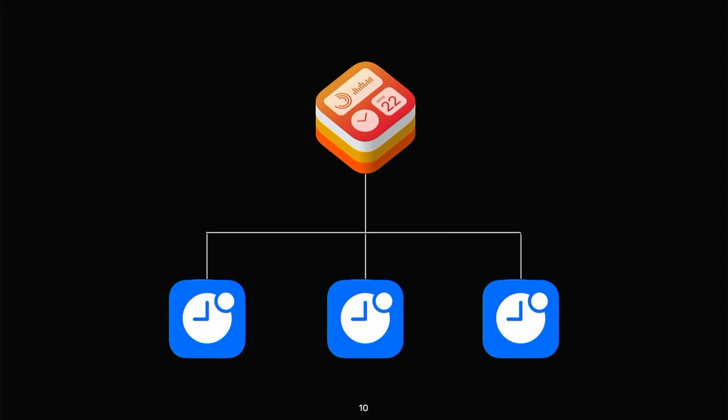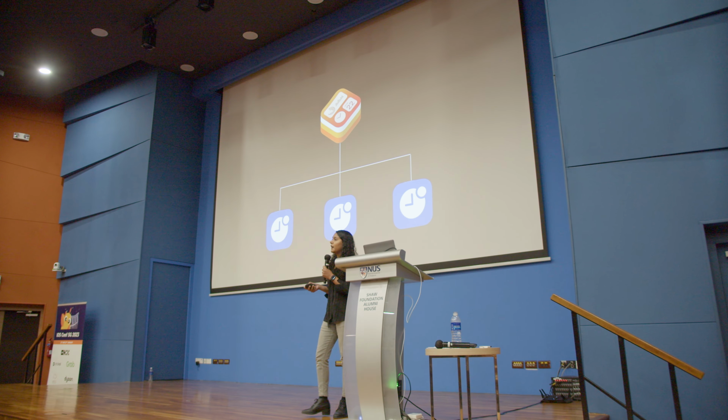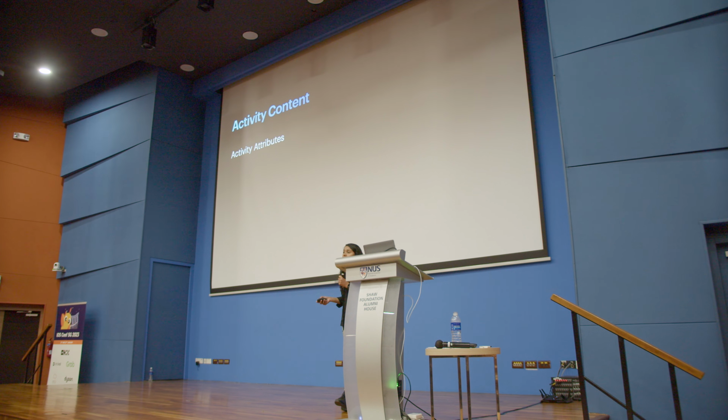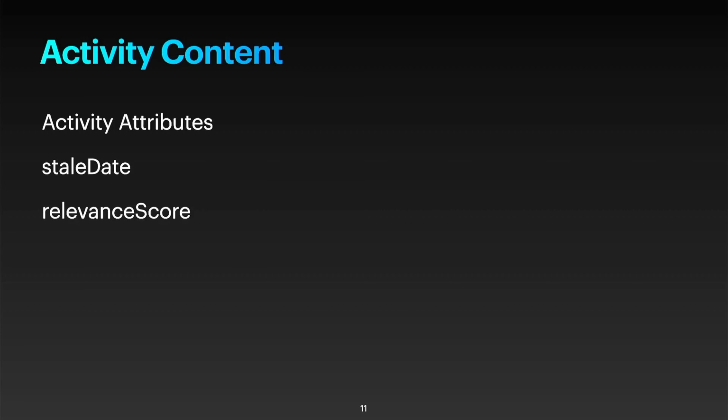Next, I would like to go through a few of the key components required to define a live activity. The first one being activity content. It encapsulates the activity attributes, stale date, and the relevance score for our live activity. Let's go through these one by one.